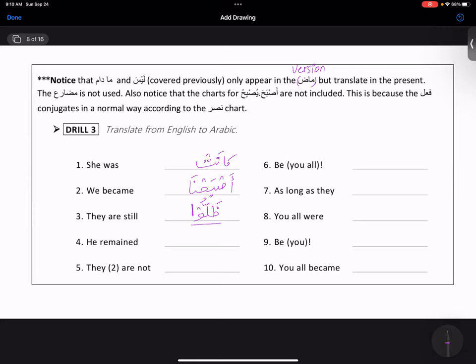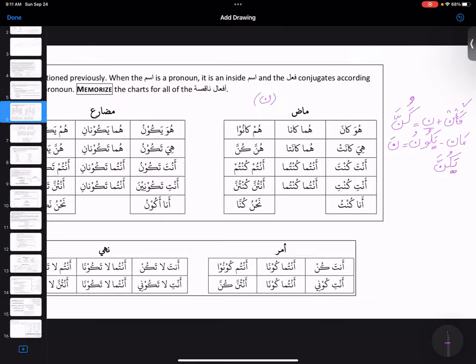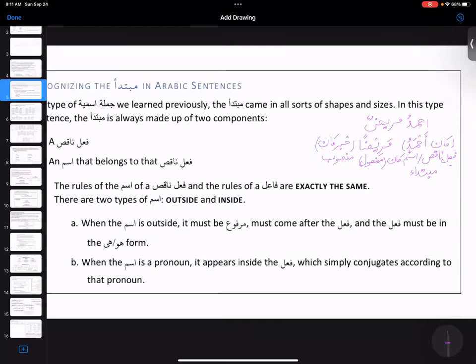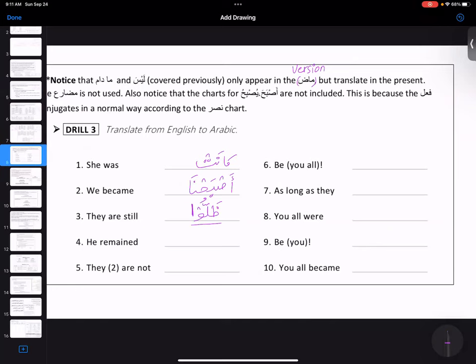Okay, he remained. Zalla. Mazala. Zala is remained? No. Zalla, remain. Oh, they are still. Still is, let me... Zalla is remained, yeah. So this is mazala. Zala. Zallu. So they are still, right? So we're going to... Mazala, okay, and he remained. He remained. So zalla.